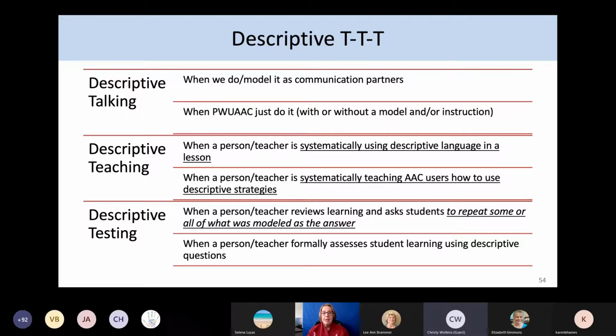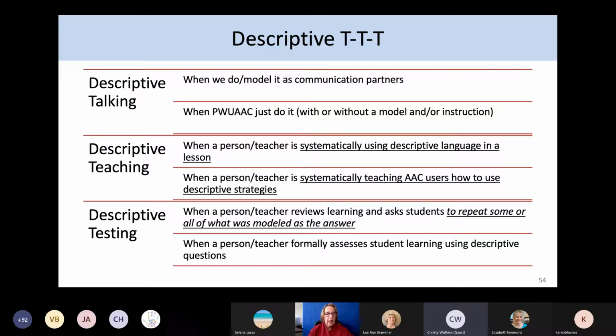And as the teacher, I'm going to systematically teach my AAC users how to talk back to me with these kinds of descriptive strategies. Then in descriptive testing, that's the one time where we do want kids to repeat back some or all of what we just modeled as the answer. We want them to repeat, just like we want any other speaking child in the class.